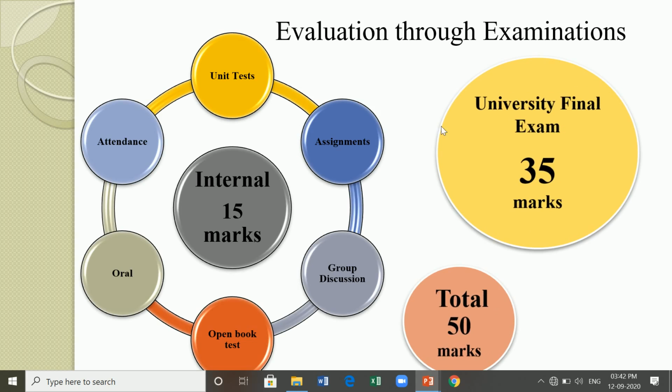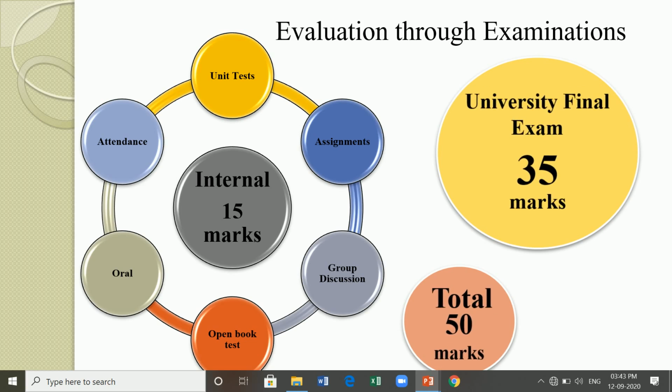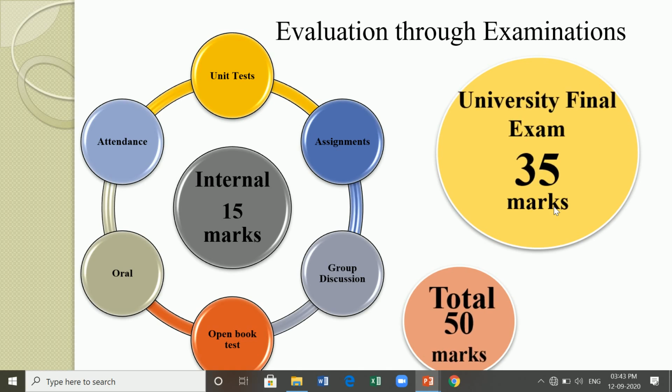Then evaluation through the examination. Now as you know already, the choice based credit pattern, which is very important, has a continuous evaluation system. The whole weightage per subject is 50 marks, which we have already discussed: 15 marks for the internal assessment and 35 marks for the university final assessment.